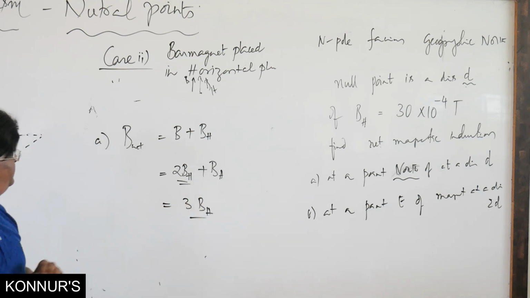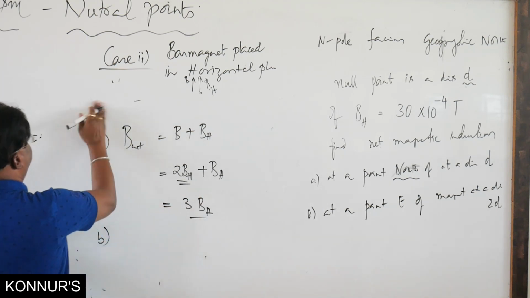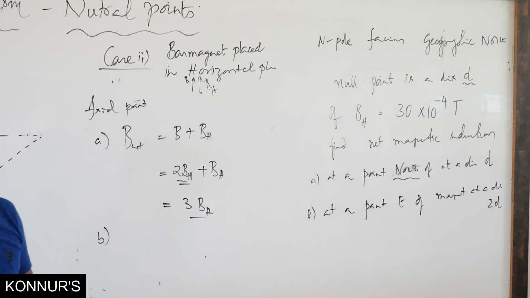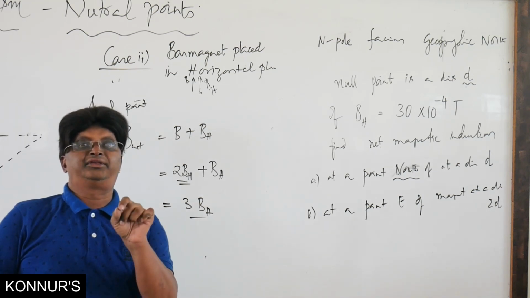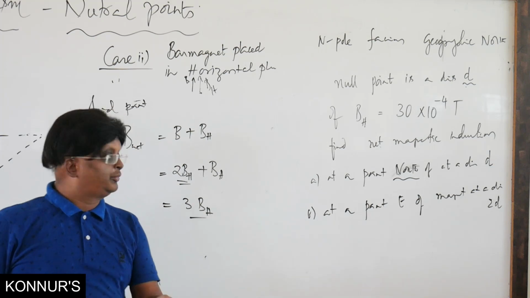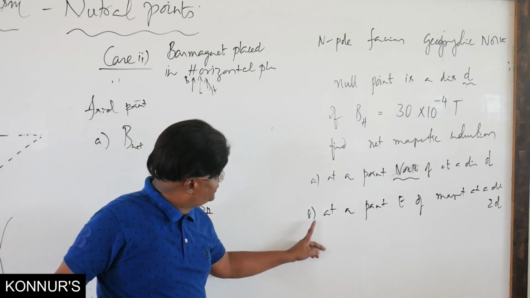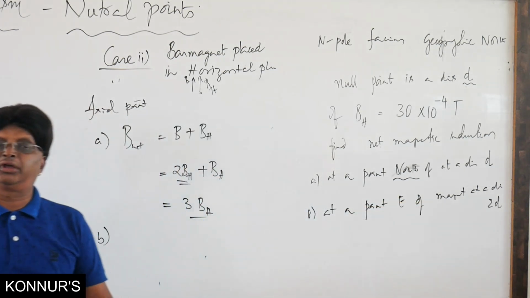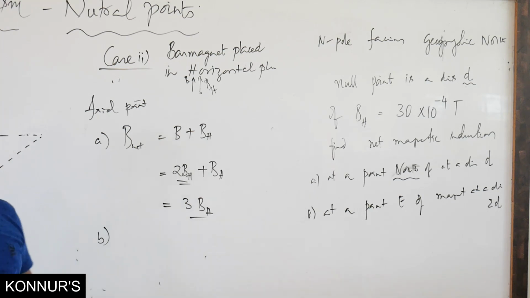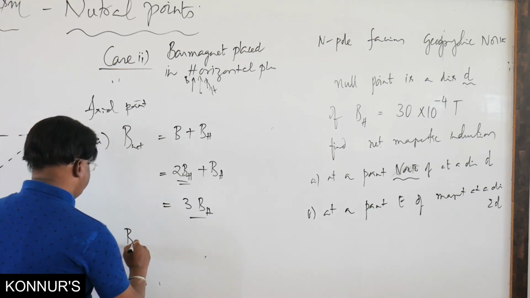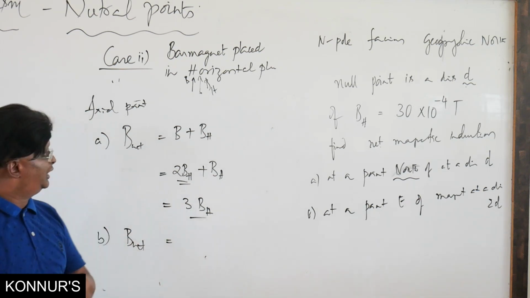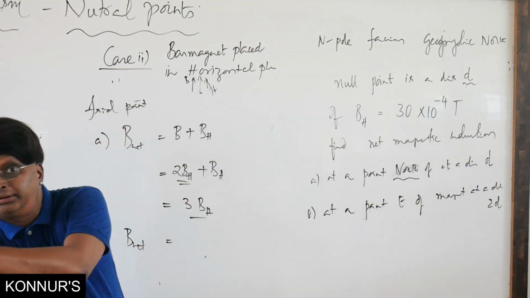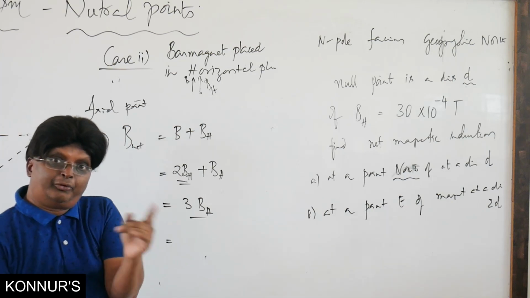Supposing in the next example, see what happened. Earlier we took the case of an axial point. He has not mentioned whether it is an axial or equatorial point, but the sense of direction should tell us. For part B of the example, he said it is east of the magnet. East-west is where we get the equatorial point when the north pole is facing north. Therefore, now B net is, remember, the distance is given to be 2D. That is a point beyond the null point. Earlier we said within the null point and beyond the null point.